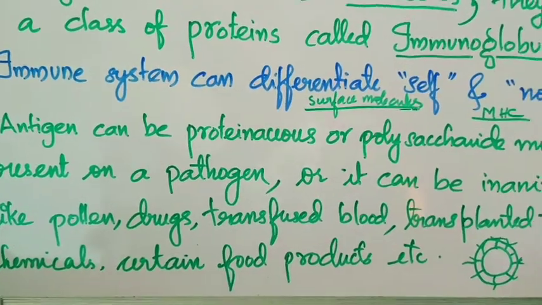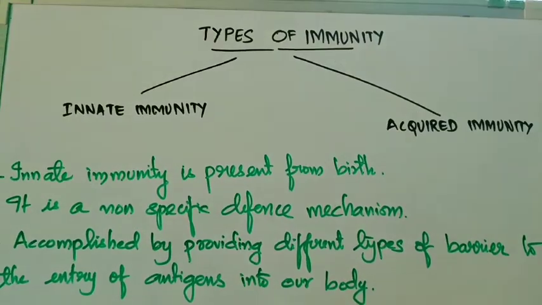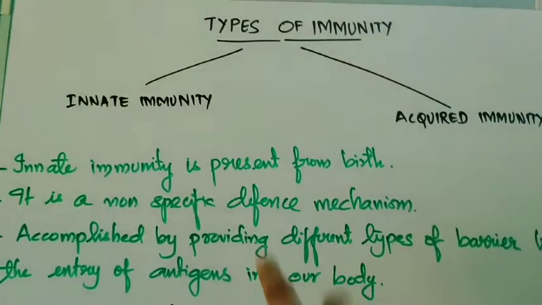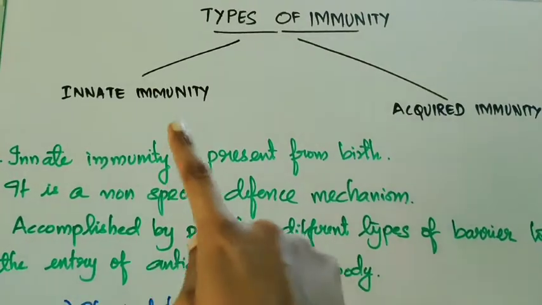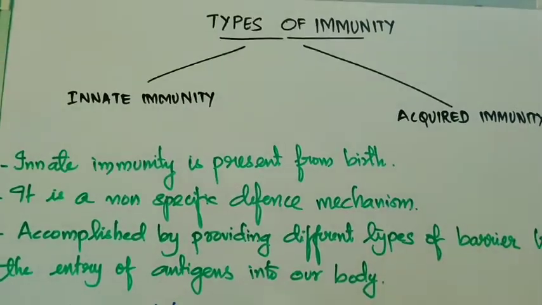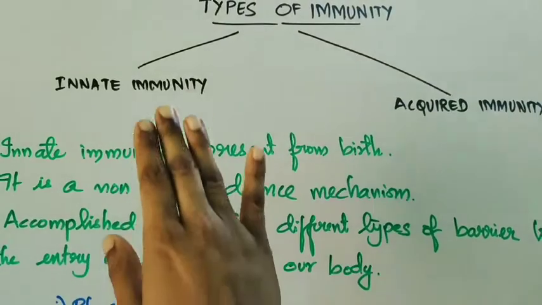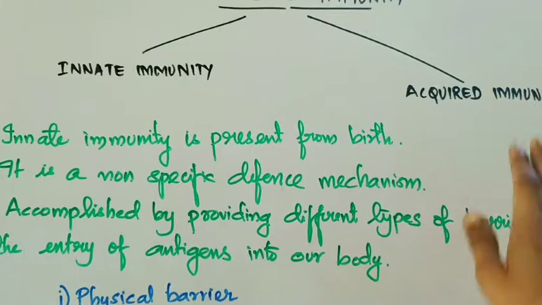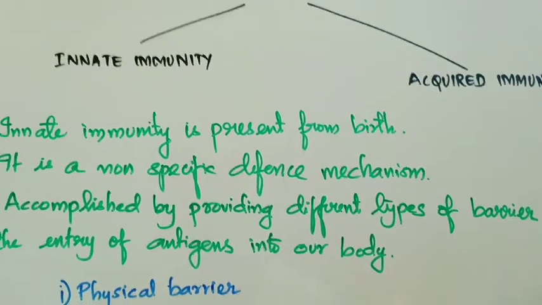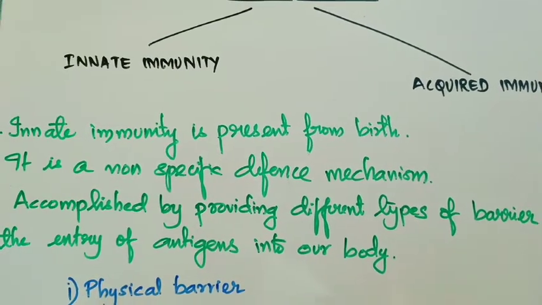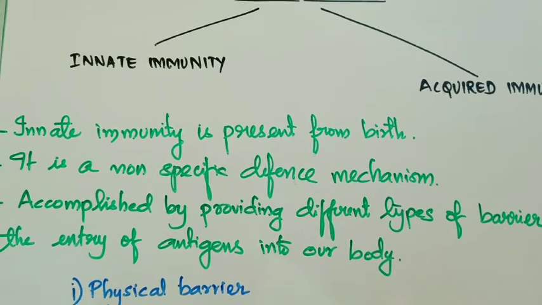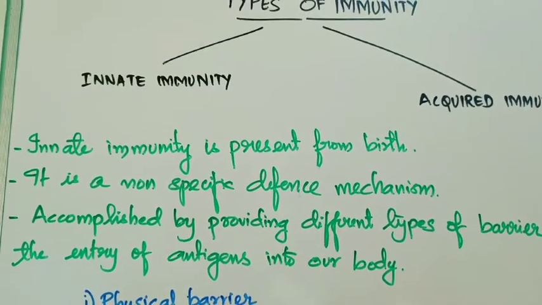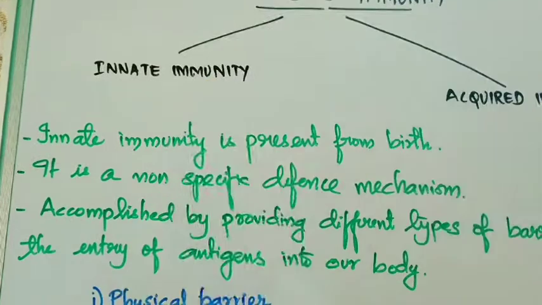All right. Moving on to the discussion of types of immunity, there are two types of immunity: innate immunity and acquired immunity. Innate immunity is a kind of immunity which is present by birth itself. Acquired immunity is the immunity which a person acquires through different experiences, different exposures during his or her lifetime. Okay, let us first discuss innate immunity.